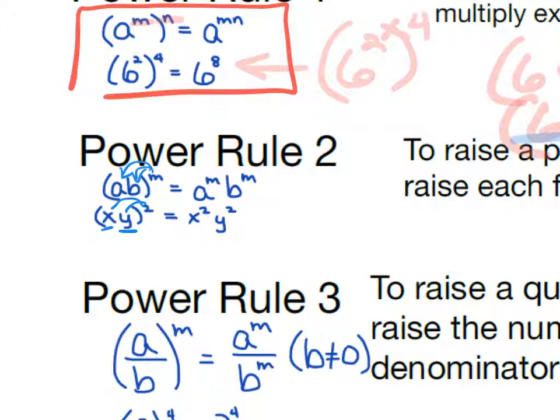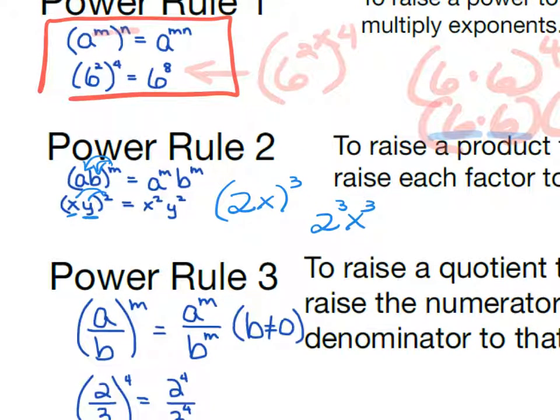Now, it's the same thing if I have a constant. So let's say it's 2x and it's raised to the third power. This power of 3 is going to go on the 2 and it's also going to go on the x. So then this one would simplify.